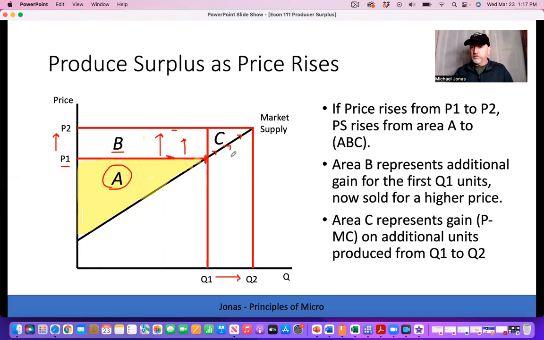So that's one reason that we're happy from the producer's point of view that price is going up, selling what we were already selling for a higher price, a bigger net gain. The other thing that's happening, of course, is we're selling more units, and each of those units right up until that break-even intersection point is going to have a positive gap between price and marginal cost. So that area C represents the increased surplus, price minus marginal cost, on all of those additional units sold, moving up along the supply curve from Q1 to Q2.